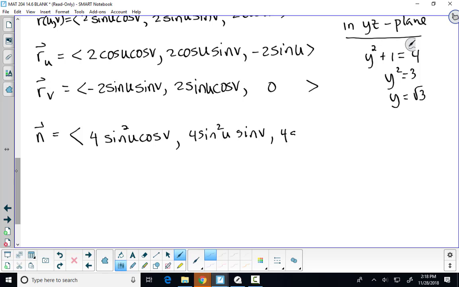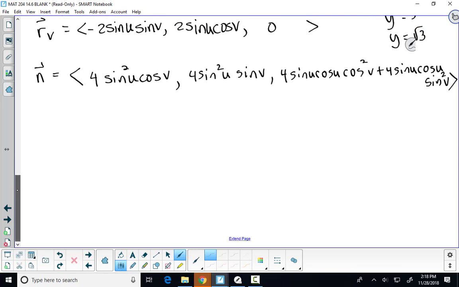So 4, that's not easy. Oh, so it's plus and minus. How does the last one work? Oh, I see it. 2 cosine, V squared. Okay. So the last one is this times this, so we get sine u, cosine u, but then cosine squared of v, and then plus 4 sine u, cosine u, sine squared of v. So that one's going to simplify a lot in a second.